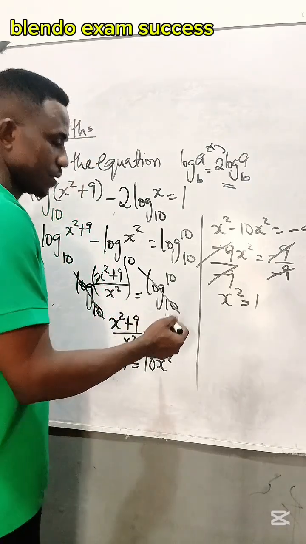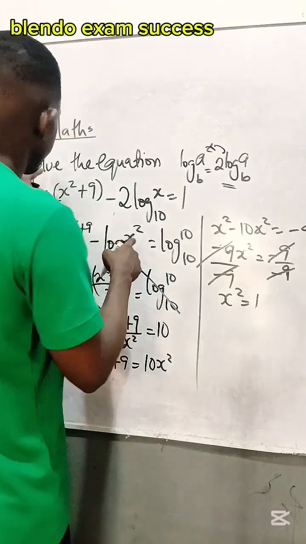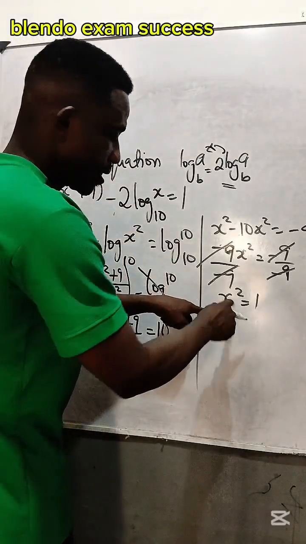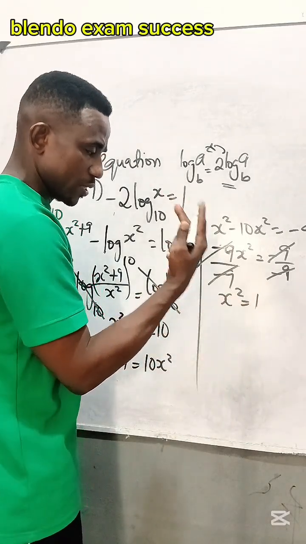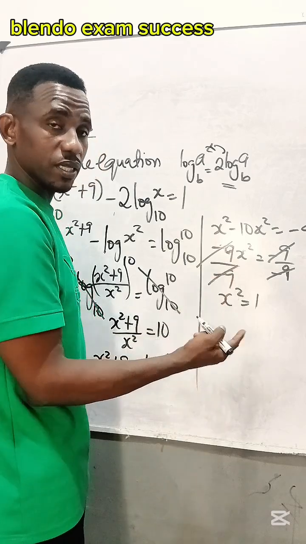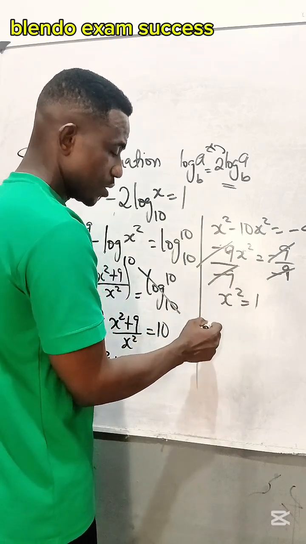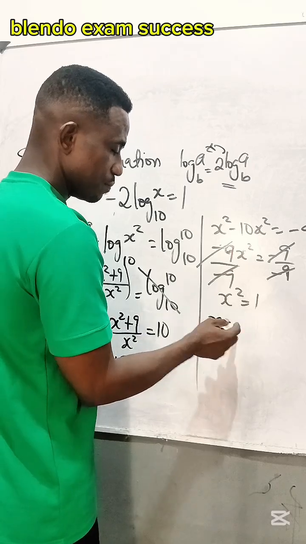So, back to the question. It says solve the equation. We are looking for x. Now, x squared is equal to 1. But x has 2 values because x raised to 2 is not 1 value but 2 values. So take the square root of both sides.